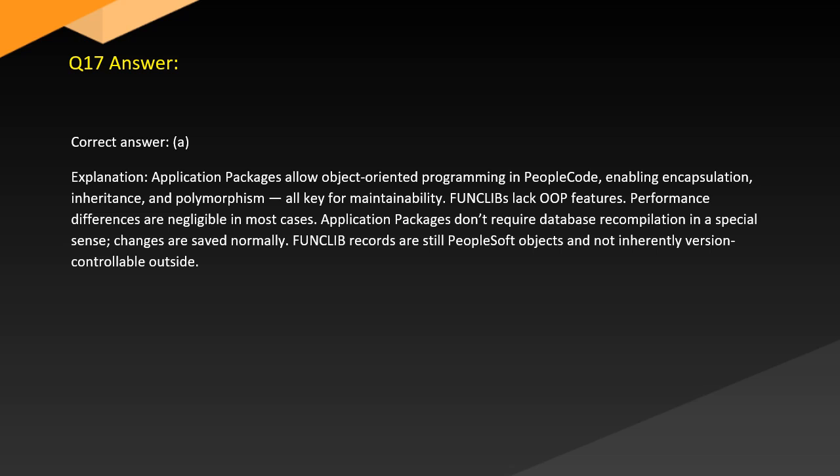Answer. Correct answer, A. Explanation. Application packages allow object-oriented programming in PeopleCode, enabling encapsulation, inheritance, and polymorphism, all key for maintainability. FUNCLIBs lack OOP features, and performance differences are negligible in most cases. Application packages don't require database recompilation in any special sense. The changes are saved normally. FUNCLIB records are still PeopleSoft objects and not inherently version controllable outside.